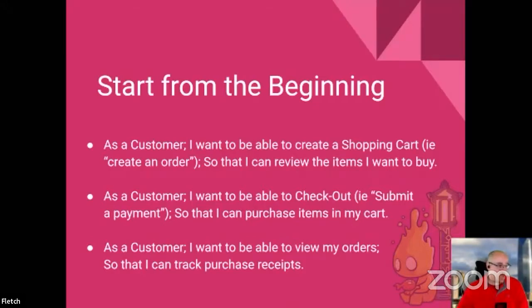Another user story: as a customer, I want to be able to check out. This is the payment system, so that I can purchase my items in my cart. They may or may not check out. They might just have a shopping cart on there like Amazon or whatever, and just keep that cached and add and remove, like a wish list or something like that. But the checkout system, the payment system, is this whole other thing. And then: as a customer, I want to be able to view my orders so that I can track purchase receipts. So later on, after you buy things, you can go back and do your taxes or whatever the case is, but you can see the orders that you've made previously.